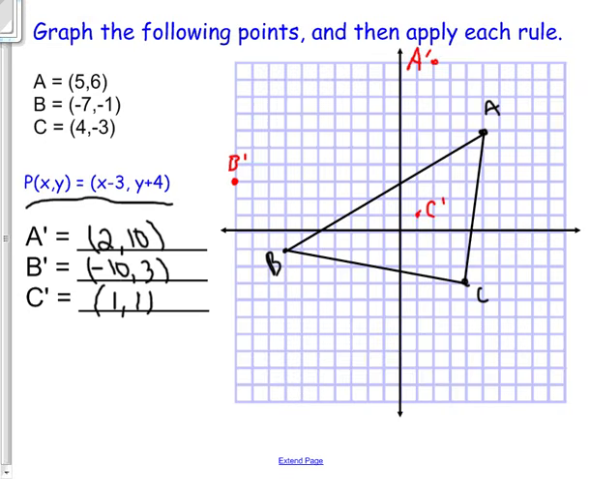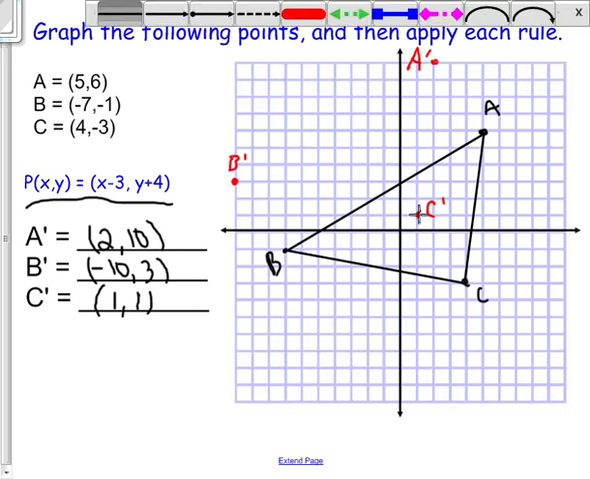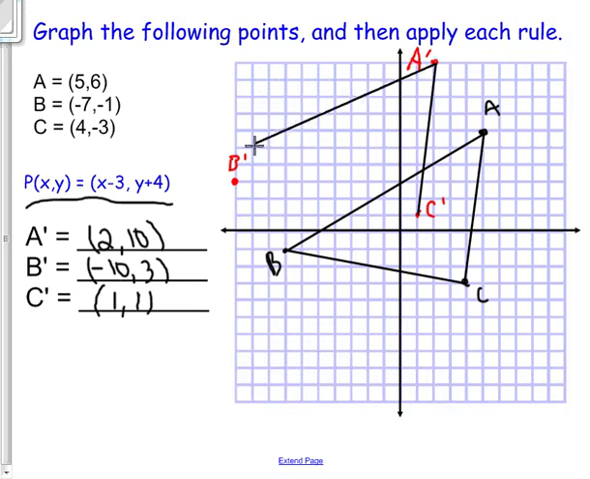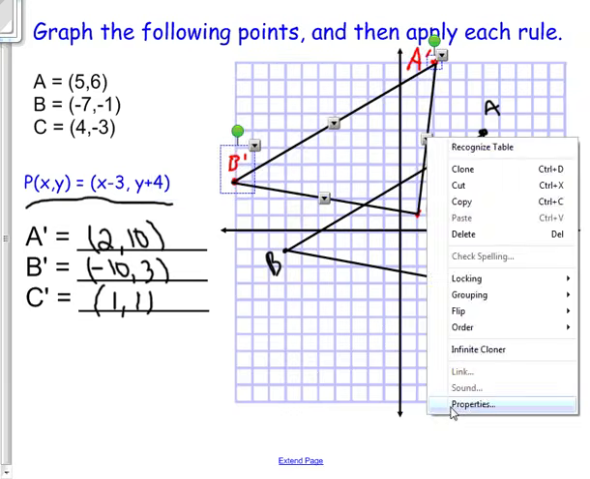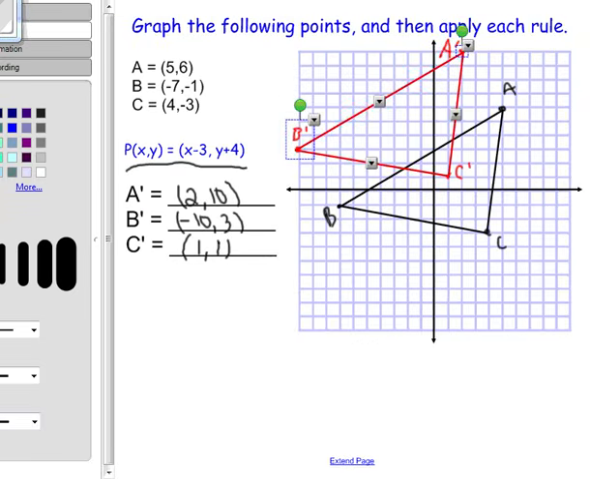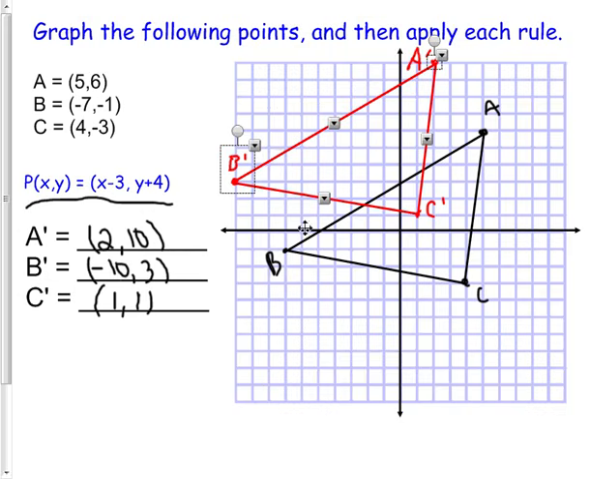Right, and let's connect these, and I'll connect them with my line tool. Actually, let's do a little bit of finagling here. We're going to make this red just so we can see it. There we go. Alright. So this is our pre-image, the black one, and our image is what we ended up with. That is the red one.